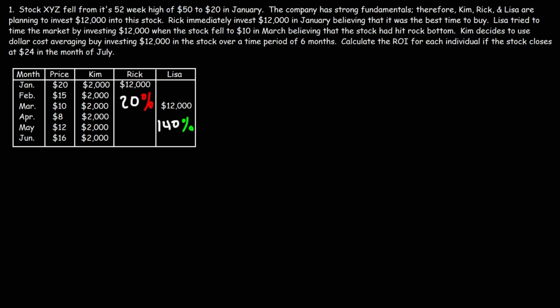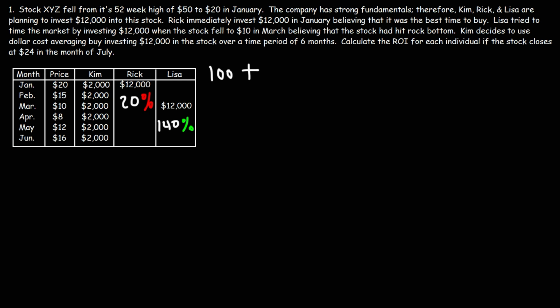So what we're going to do is calculate the number of shares that she acquired during each transaction. So in the month of January, Kim invested $2,000 and she bought the stock at $20. So if we divide 2,000 by 20, that means that she bought 100 shares in the month of January.